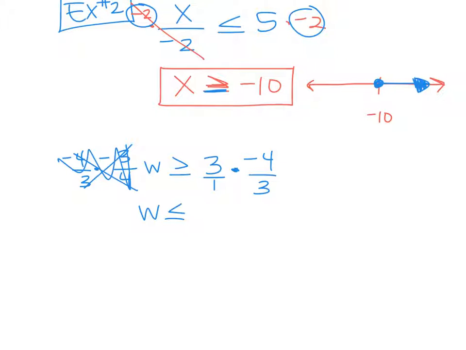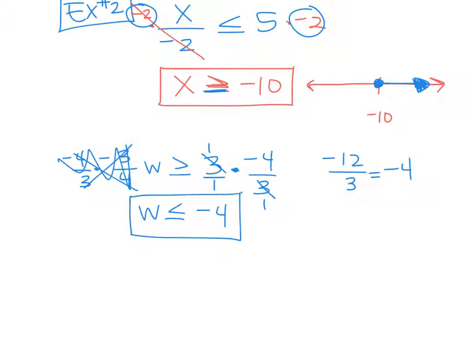I feel like you guys usually multiply across. I like to cross cancel on this one because it's 3's. So I'll show you both ways. The 3's would cancel, right? 3 and 3 would be 1 and 1, so all you're left with is a -4. Or if you wanted to multiply across, 3 times -4 is a -12. 1 times 3 is 3, which comes out to a -4. Okay, so either way, this is what you get.